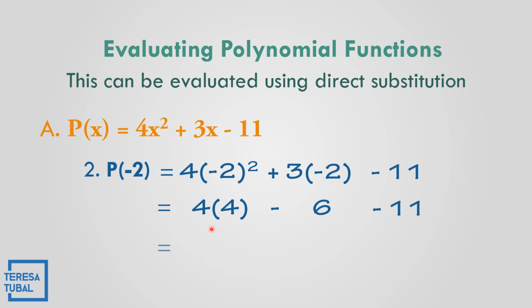4 times 4, that is 16. Negative 6 minus 11, add. Copy the sign of the larger number, so that is negative 17. 16 minus 17, that is subtract. Copy the sign of the larger number, so that is negative 1. So the p of negative 2, that is negative 1.